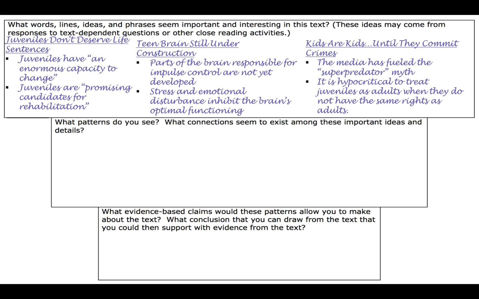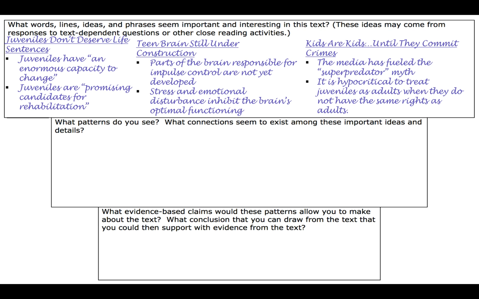My third source is called Kids Are Kids Until They Commit Crimes. And in this one, they expose the idea and stereotype that there are super predators out there, children who are super predators who commit violent crimes. And then the last point that the person makes is it's really hypocritical to treat a juvenile this way because they don't have the same rights as adults. So why would we try them as an adult?